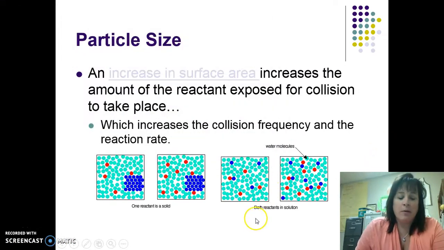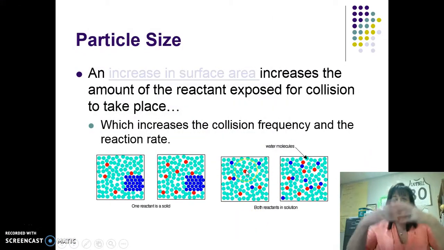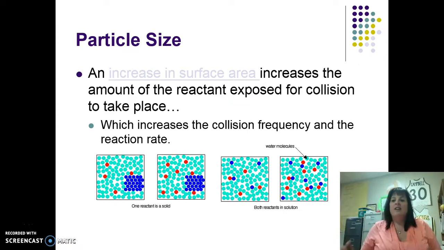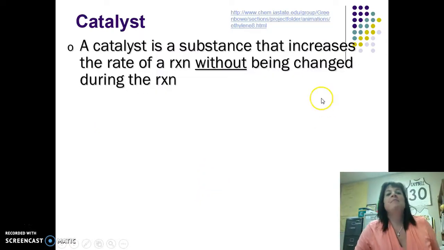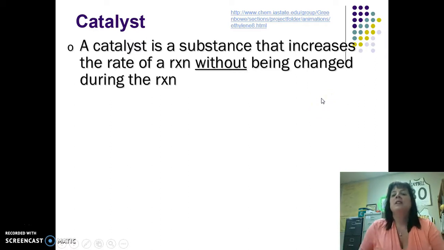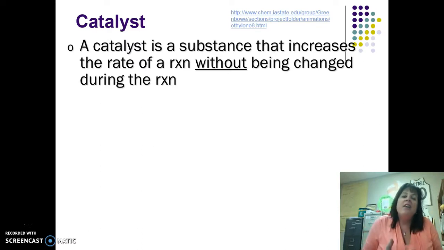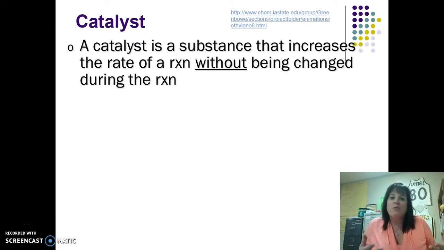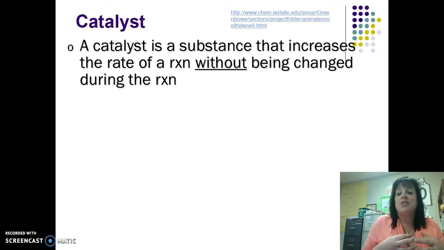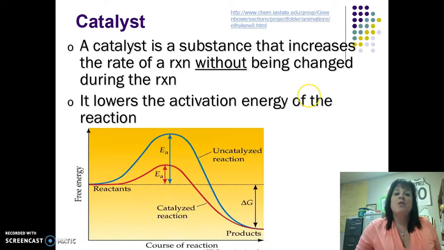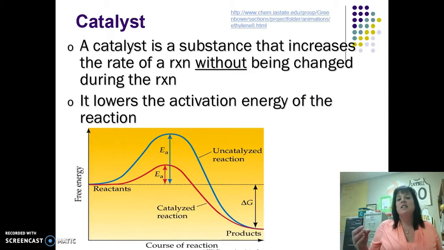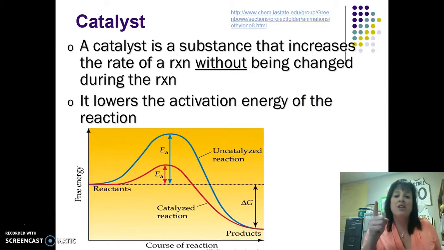All right, so more particle size, right? When he blew the powder, more reaction. Totally cool. Now, another thing we can do is use a catalyst. What a catalyst is, is something that we can put in the reaction that will increase the rate of the reaction without getting used up in the reaction. And what a catalyst does is it lowers the activation energy.